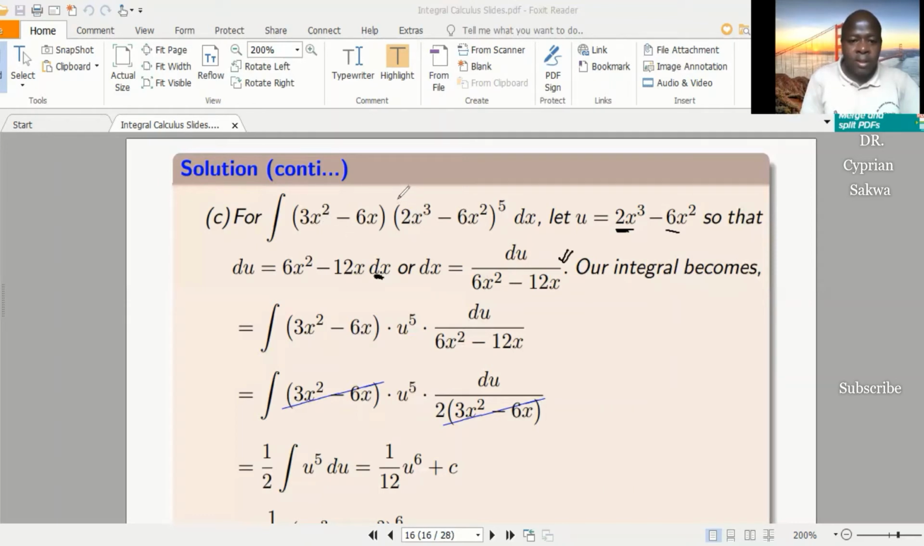And remember that this part is u. This part is u, so we just replace u there. So you can see that in our integral, therefore, I still have this part here. But instead of this, I have u raised to 5, of course, because that was our u. So it's u raised to 5. Instead of dx, I have the equivalent of dx, which is here: du out of 6x squared minus 12x.